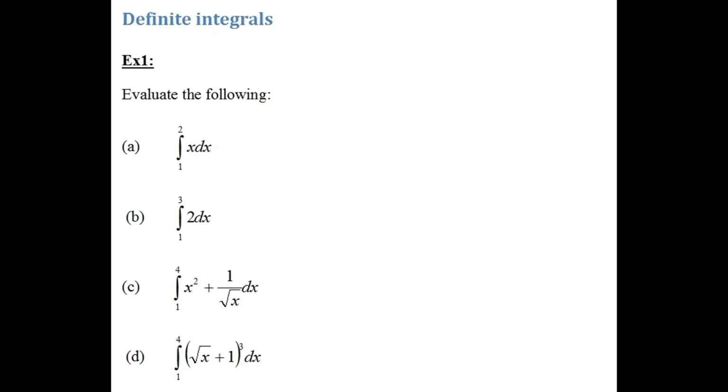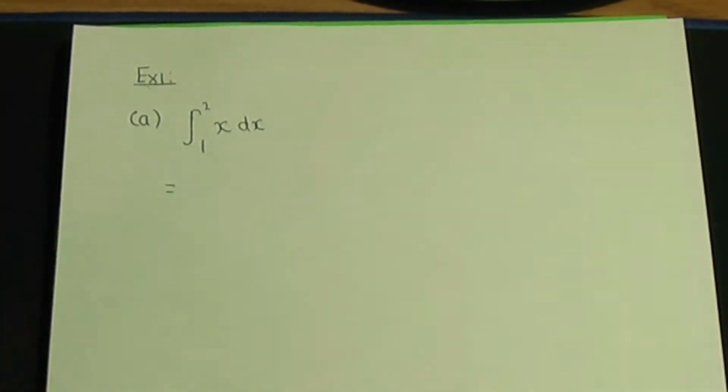So let's try some examples of definite integrals to start off with. In example 1, the question is to evaluate the following, and in part A, the integral of x with respect to x between limits 1 and 2. 1 is the lower limit, 2 is the upper limit. Let's integrate x with respect to x.